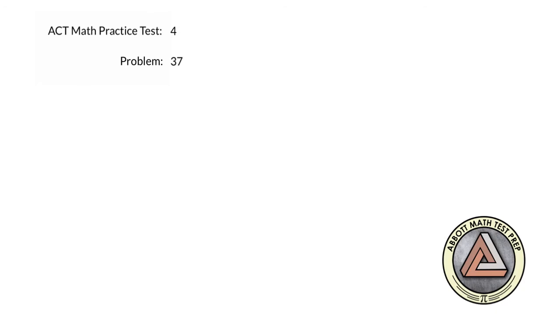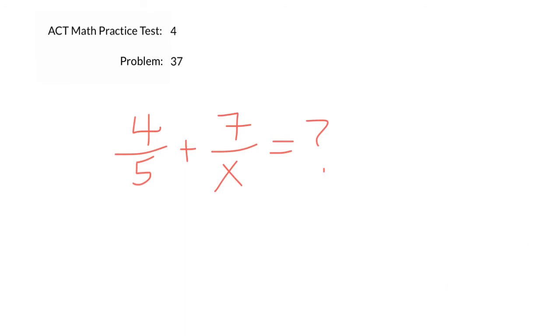Many people are used to adding fractions and finding common denominators. Maybe it's the case, however, that many of you are not as used to finding common denominators when you have variables in the denominator. So clearly the question is asking what is 4/5 plus 7 over x? And there's this annoying situation where we have a variable for a denominator.